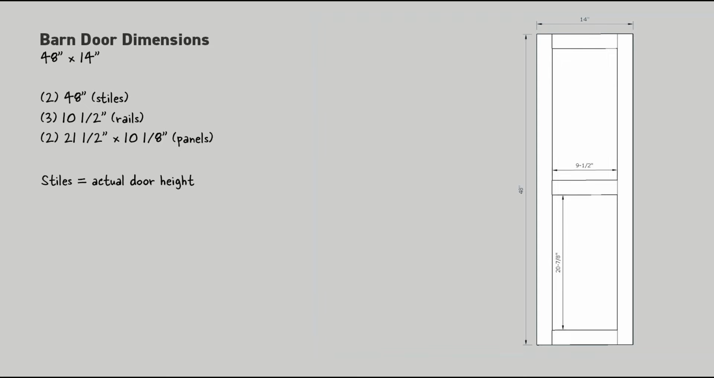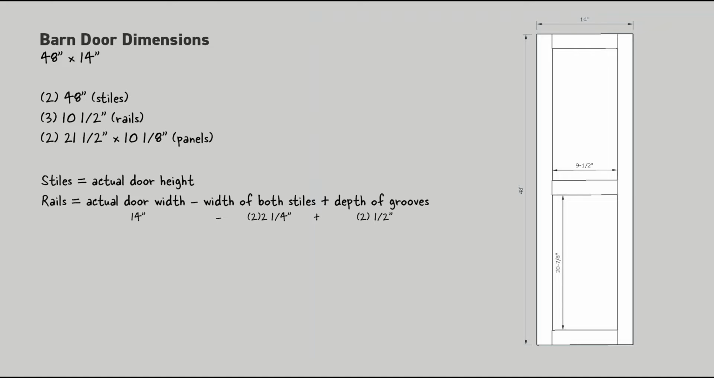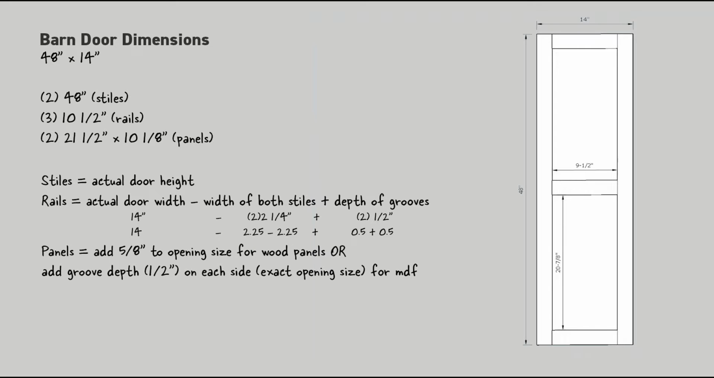Well, the stiles are just the actual height of the door. These are easy to figure out. The rails are the actual width of the door, minus the width of both stiles, plus the depth of the grooves in your stiles. Sometimes it's easier to do the math in decimals rather than fractions. For the panels, you can add 5/8 inch to your opening size if you're doing solid wood panels, or add the entire groove depth for both sides when you're using MDF or plywood.